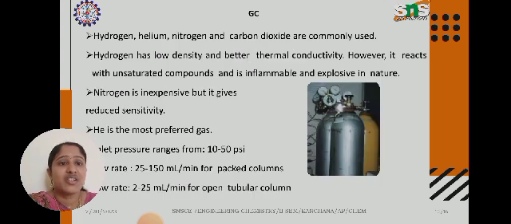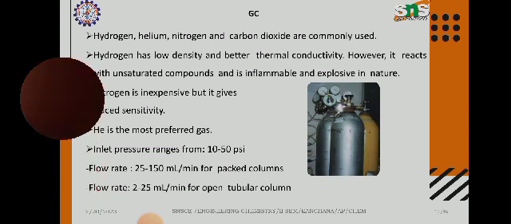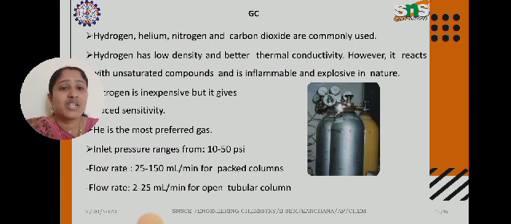Hydrogen, helium, nitrogen and carbon dioxide are commonly used. Hydrogen gas has low density and better thermal conductivity, however it reacts with unsaturated compounds, and it is inflammable and explosive in nature. Nitrogen is inexpensive but it gives reduced sensitivity. It is the most preferred gas, with inlet pressure ranging from 10 to 50 psi. Flow rate is 20 to 150 ml per minute for packed columns and 2 to 25 ml per minute for open tubular columns.